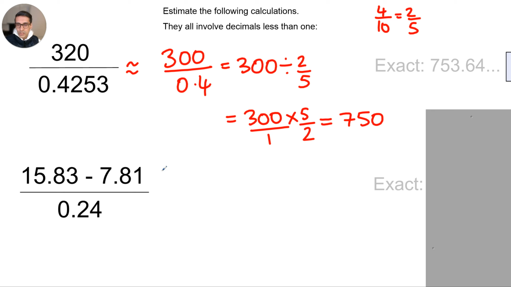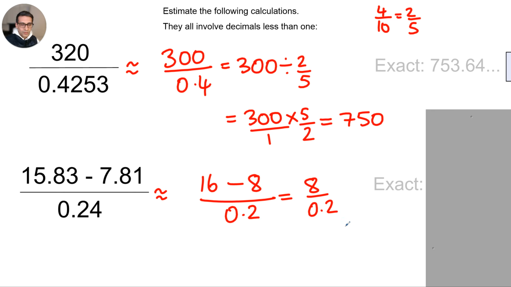Okay, the second question, an estimation I may have done for this is perhaps 16 take away 8 divided by, I'm going to make that 0.2. So that will become 8 divided by 0.2. And again, we can write this out in another way. So it's 8 divided by, now 2/10 is the same as 1/5. So we'll just write that on the side. 2/10 is equal to 1 over 5.